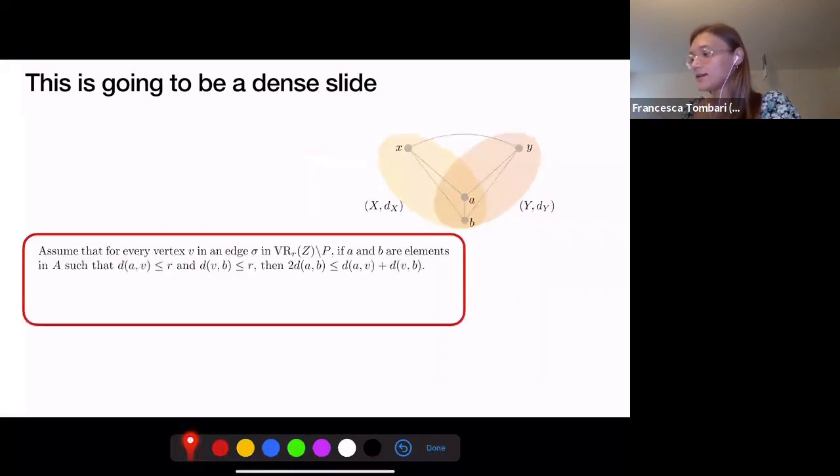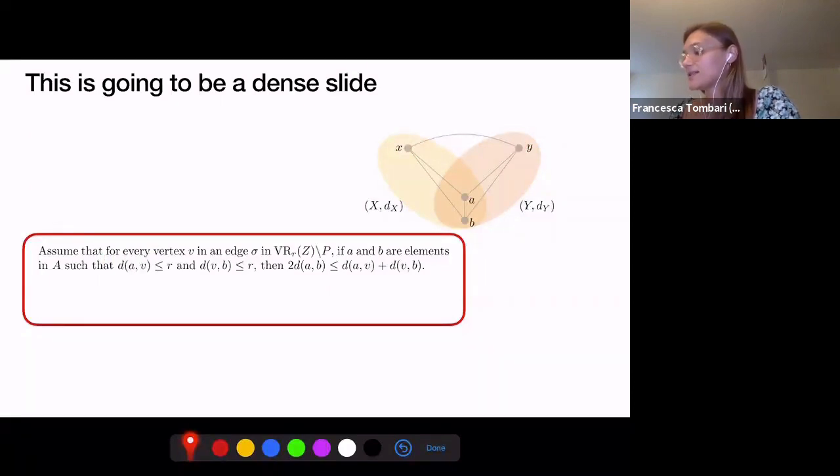Well, we need a condition in order to say something, a hypothesis that is the following one. Assume that for every vertex v in an edge sigma in the Vietoris-Rips complex of Z minus P in the picture, such a v will be either x or y.